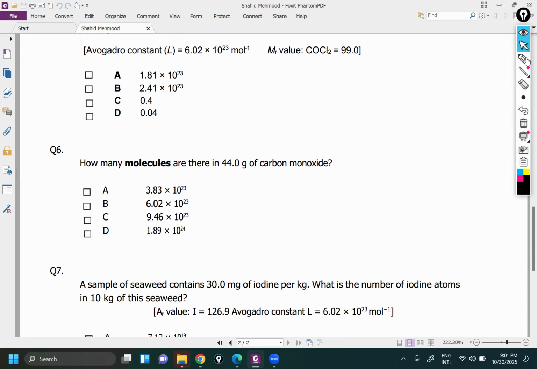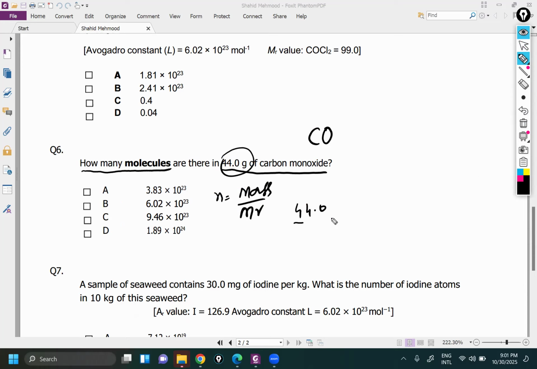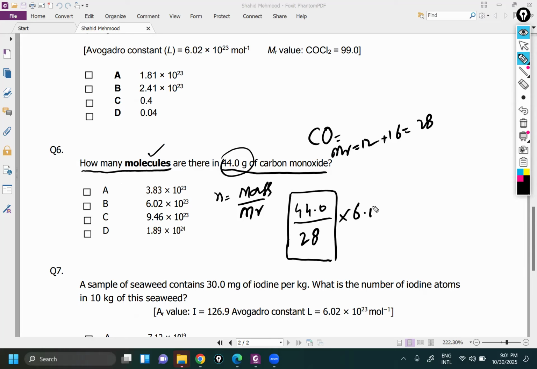Question number 6, how many molecules are there in 44 gram of carbon monoxide? Number of molecules. Again, the mass is given. So mass over Mr. Now the mass given is 44.0 divided by its Mr, which is 12 plus 16, so 28. So 44 divided by 28. This is the first box, which is the number of moles, we got it. Now they're asking how many molecules, so times Avogadro's number.